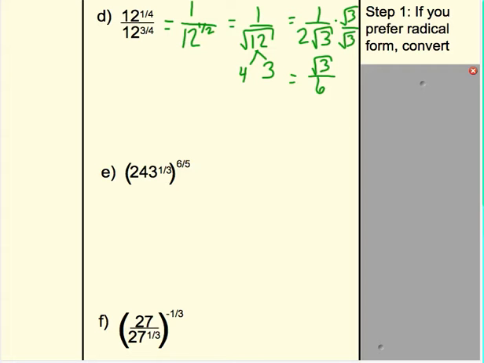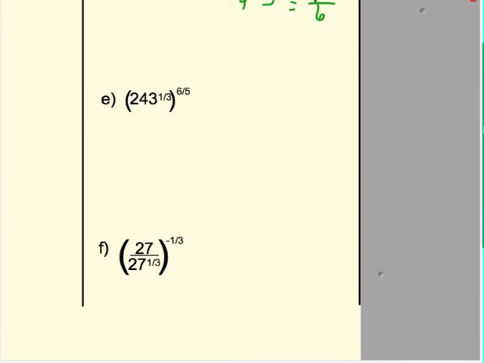My next example, I am going to distribute my exponent. Power of a power rule is you multiply your exponents. So 1/3 times 6/5, I'm going to cancel my 3 and 6 to get 2/5. So this is 243 to the 2/5 power.